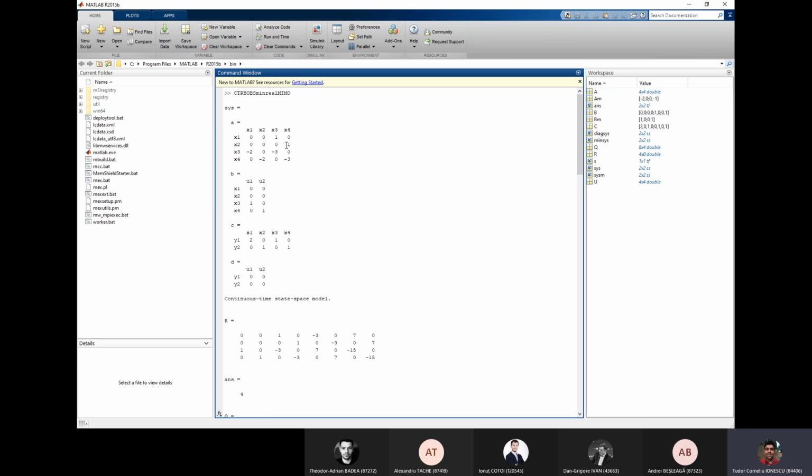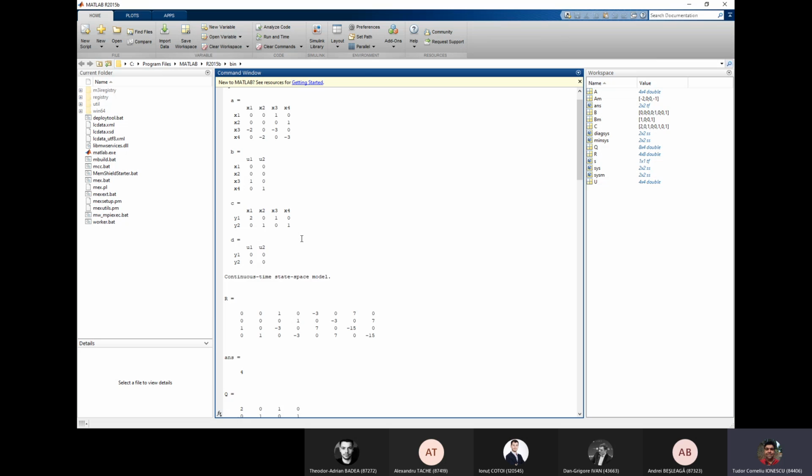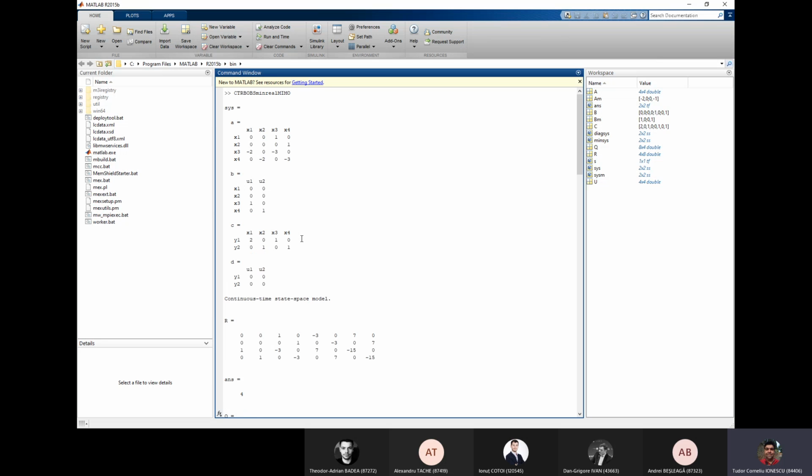Okay, so we can see this is the A matrix. It's a 4x4 matrix. B matrix is a 4x2 matrix. So we've got 4 differential equations and 2 inputs. And we also compute 2 outputs. And we have no D term, since the D term is 0 in this case, okay? This is a continuous time state space model.